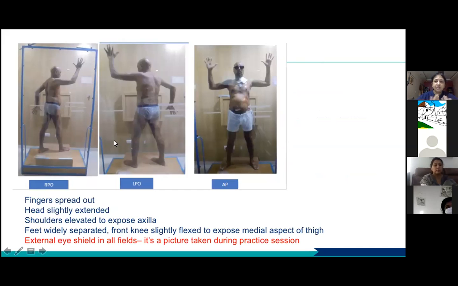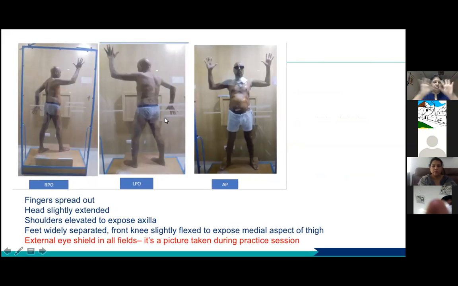I'm sorry, these pictures are not correct. These pictures were taken while we were teaching patient how to stand on the frame. So that is why you will find that the goggles are missing in these 2 positions. So this is day 1 position. So this is day 1 AP, and these are posterior oblique position.